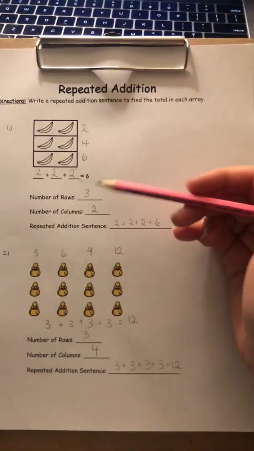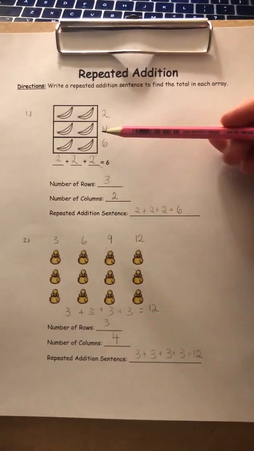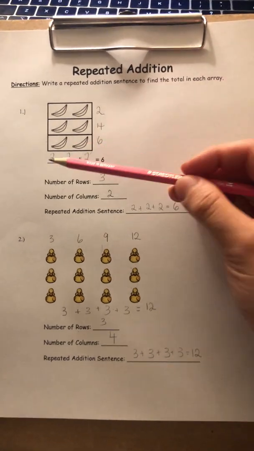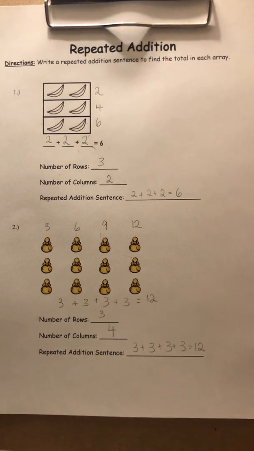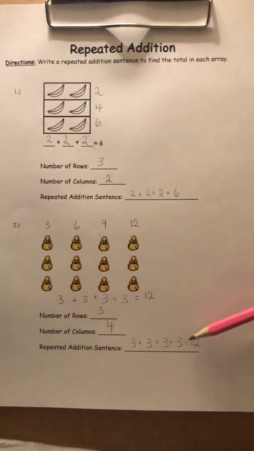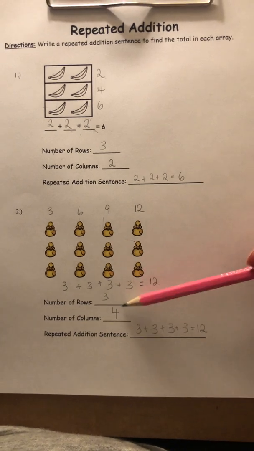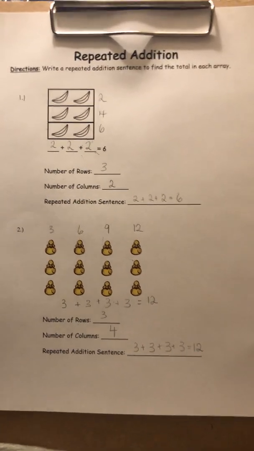Your teachers and I would love it if you can show as much work as possible today. So if you skip counted to find the total, skip count. If you added the way that was done in the presentation, add that way. And make sure your repeated addition sentence and your number of rows and columns are clearly placed on your worksheet. We look forward to seeing your work.